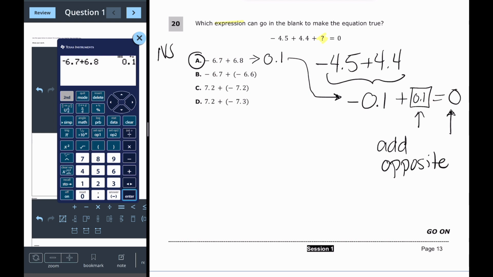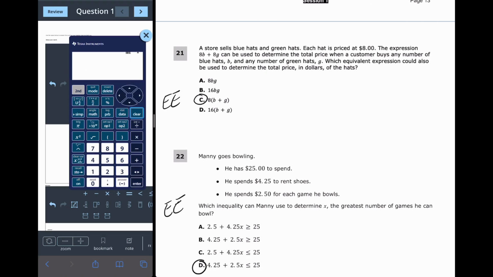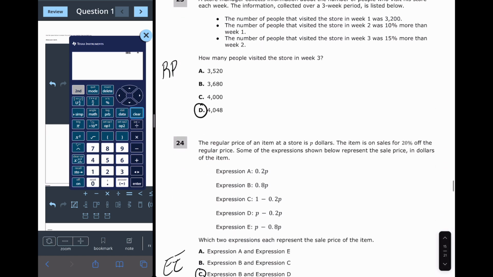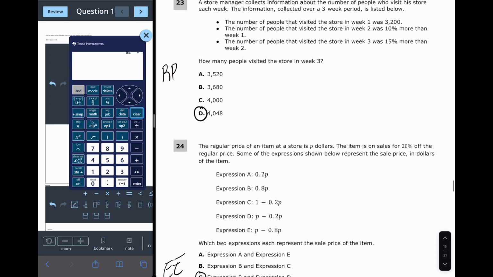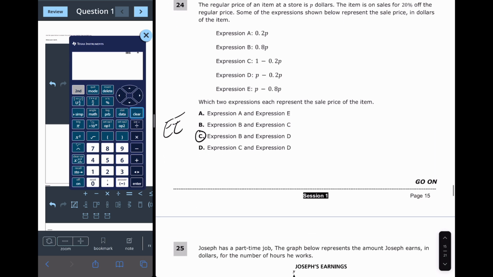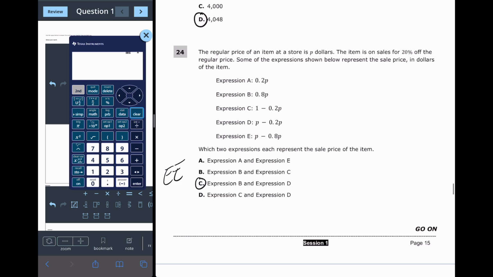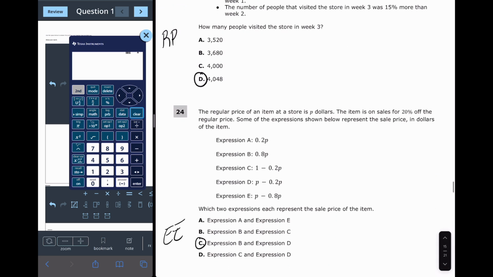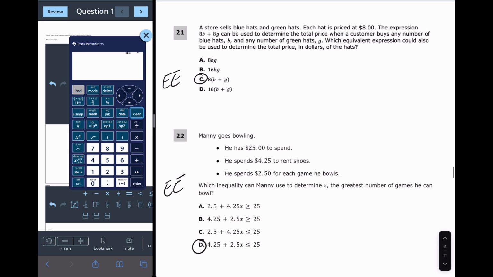So hit pause, make any corrections. We're going to go on to the next 4. Here are the answers for the next 4 problems. 21 is C, 22 is D, 23 is D, and 24 is C. So jot down those 4 answers, C, D, D, and C, and we'll start going over them together.